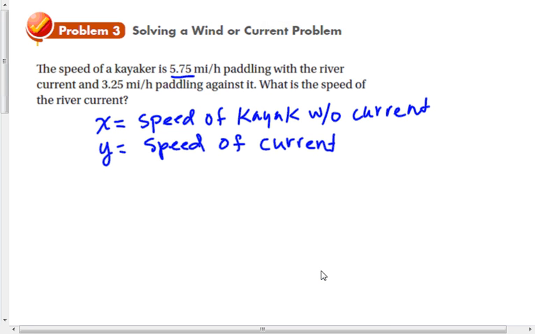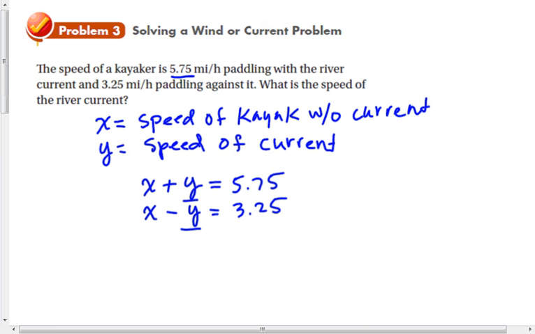If we do that, then if I add x plus y, so I'm adding my speed without the current plus the speed of the current, that should give me my paddling with the current speed, which is 5.75. And if I take my speed without the current and subtract the current speed, then I should get my speed when I'm paddling against it, which is 3.25. Well, now you'll notice here that both y's have opposite coefficients, so we can just add these two equations together and use elimination here.